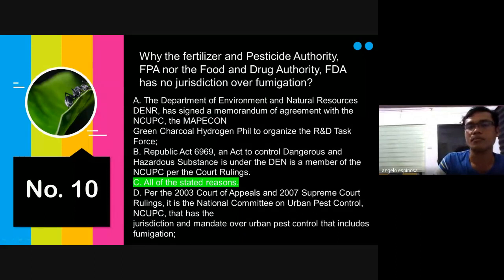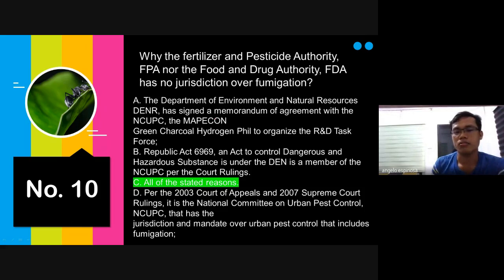Okay. Wala naman talaga silang jurisdiction over the fumigation, no, na ginawa ng MAPICON. Ito yung MAPICON versus the FDA and the FPA. Okay, so that's why all of the stated reasons are correct. And actually, ginawa ko ng article sa inyo nito regarding these cases of the MAPICON. Yun. So matagal na to, 2007 or 2003 cases na to. No, still now, available pa rin siya sa board exam ang tanong na ito. Okay?